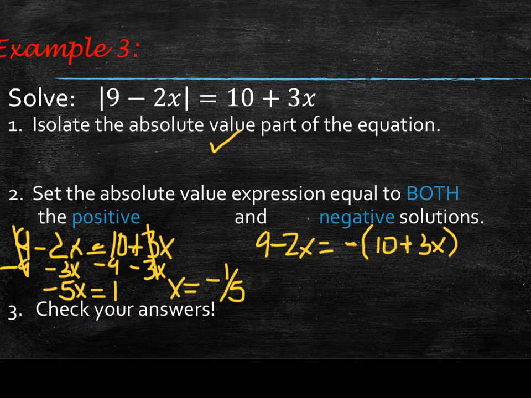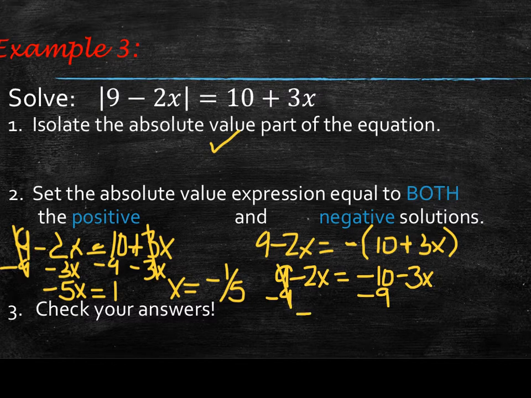Okay, on the negative part, we're going to have 9 minus 2x equals, if I distribute that negative, then that's going to give me negative 10 minus 3x. Okay, so let's go ahead and solve it. So we've got negative 9. We're going to subtract 9 on both sides. Okay, so then we have negative 2x equals negative 19 minus 3x. Then if we add 3x to the other side, we get x equals negative 19.